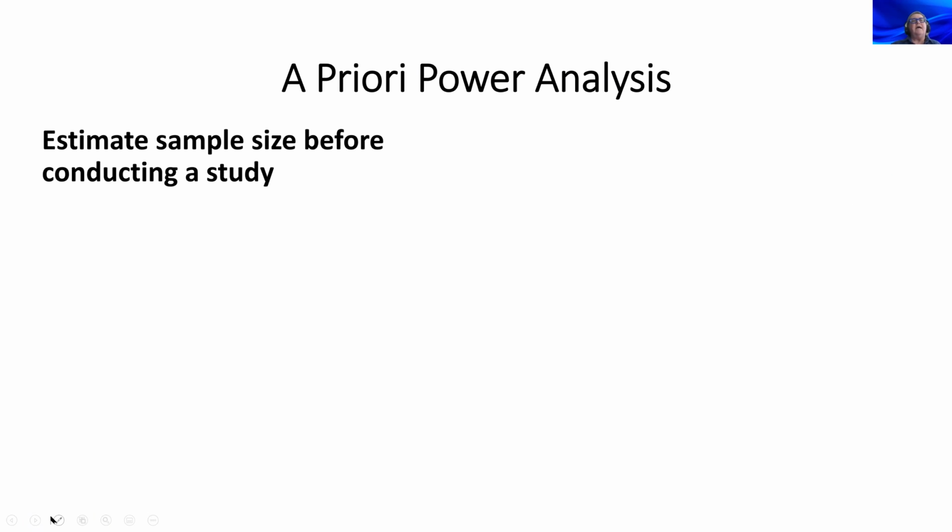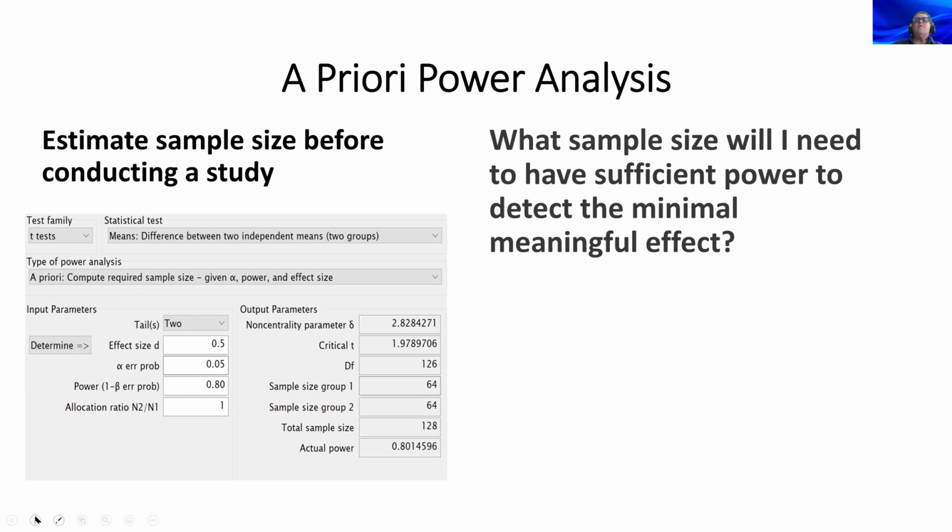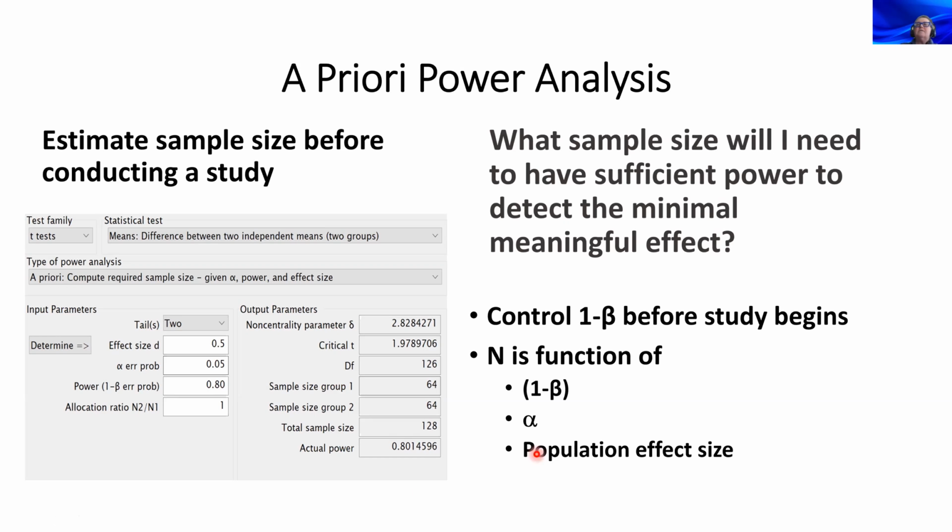An a priori power analysis, again, we're estimating the sample size before conducting the study, and we can see what's happening in terms of the output. We also want to keep in mind the question, what sample size will I need to have sufficient power to detect a minimal meaningful effect? I control the power before the study begins, where n is a function of power, alpha, and our population effect size.